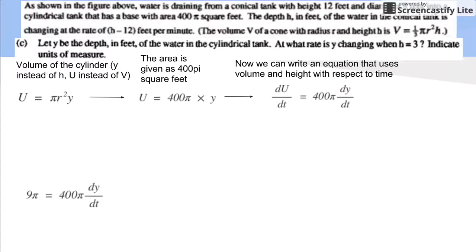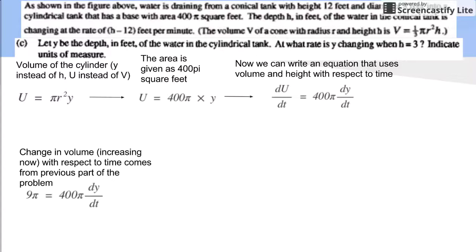So now we can take our du over dt, which is our change in volume with respect to time, and plug in the previous part of the problem, which solved for just that. So now we know that it's a positive number because the water from the conical tank is draining into our cylindrical tank. Therefore, our change in volume for the cylindrical tank is increasing. So now we have 9 pi equals 400 pi dy over dt.